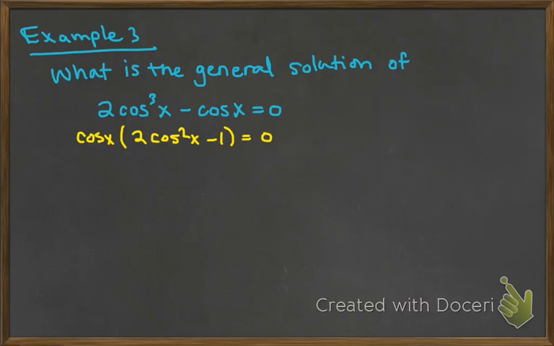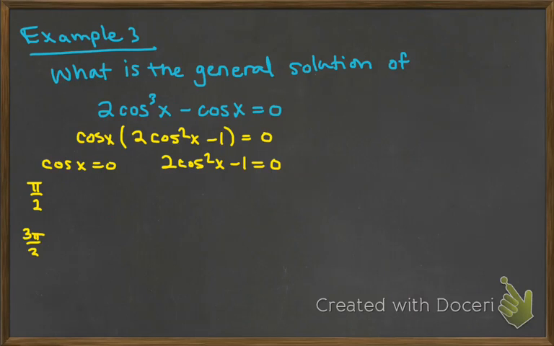And now once I've done that, I can set each factor equal to 0. So the cosine of x equals 0, and 2 cosine squared of x minus 1 equals 0. Now they become 2 separate problems like we just solved in the previous 2 examples. So if I focus on the first half, the cosine of x equals 0, it is 0, so it's not a positive or a negative, so I don't have to worry about which quadrant it's in. So I just strictly look at my unit circle sheet, and I see that pi over 2 gives me a cosine of 0, and 3 pi over 2 also does.